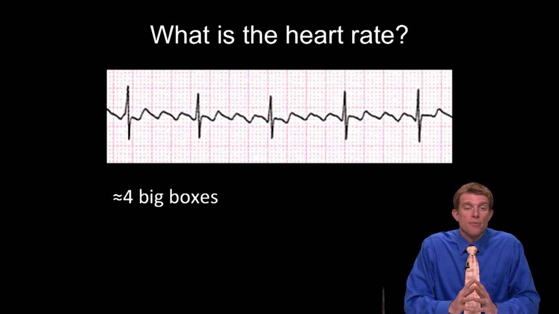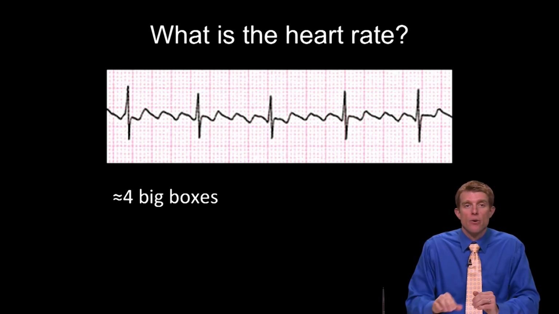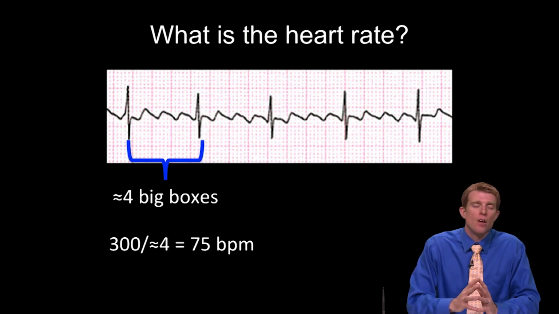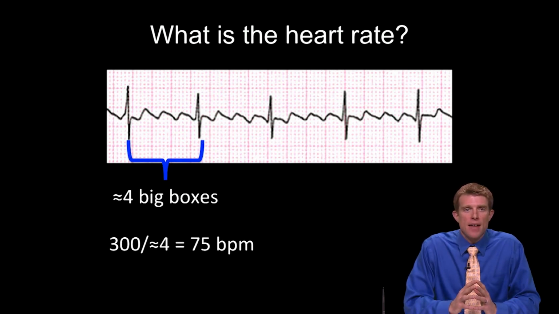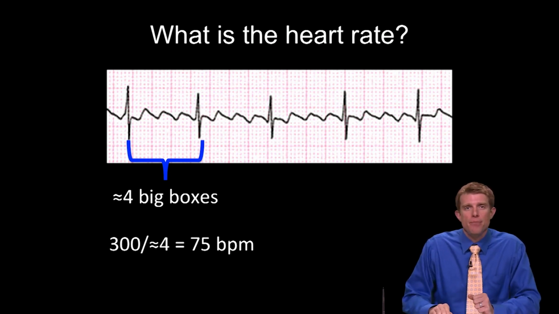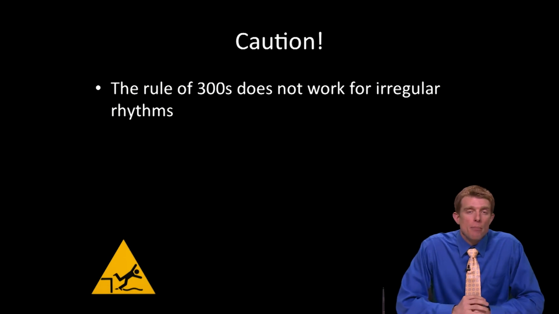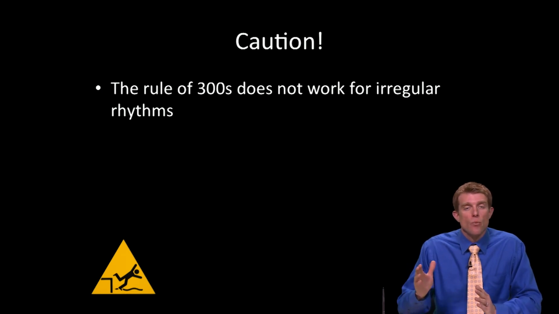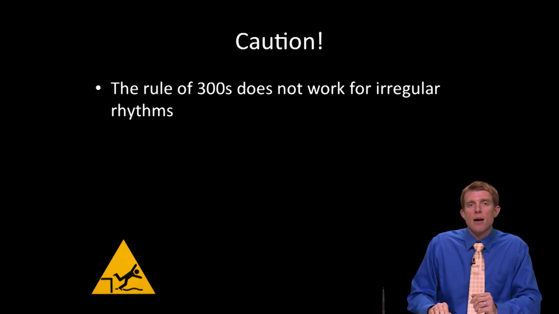What is the heart rate here? Well, we can count about 4 big boxes between QRS complexes. We take 300, divide that by about 4, and we get a rate of about 75 beats per minute. Remember, though, that the rule of 300s only works in regular rhythms where the QRS complexes are coming at regular intervals. In an irregular rhythm, where the QRS complexes are abnormally spaced, some close together, some far apart, the rule of 300s cannot be used.